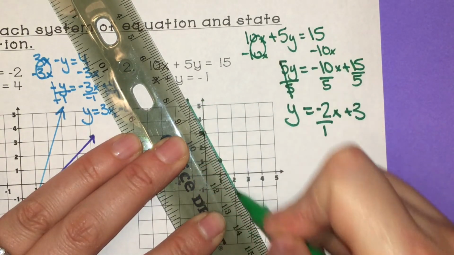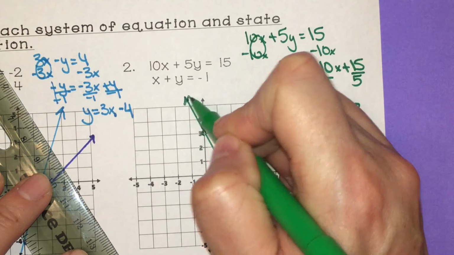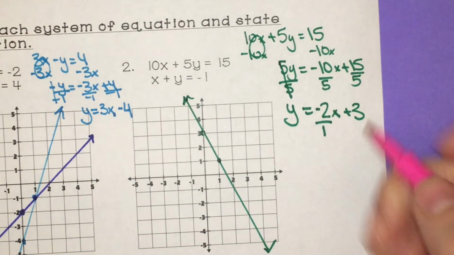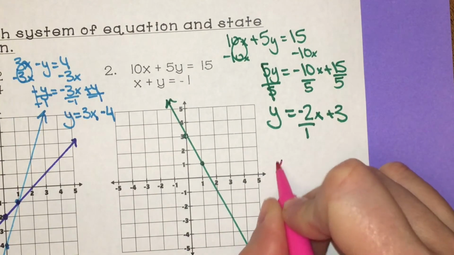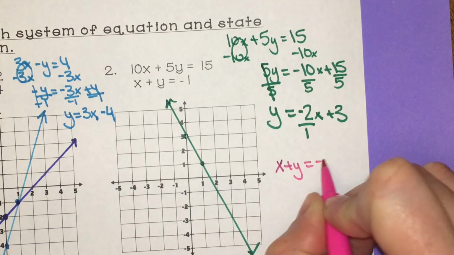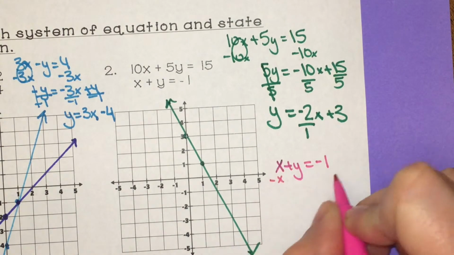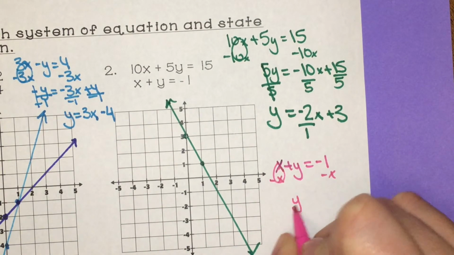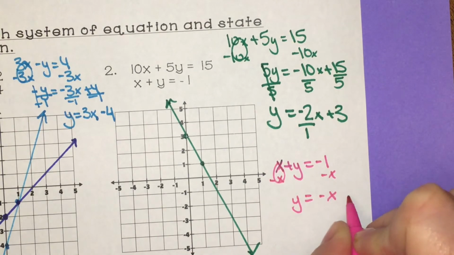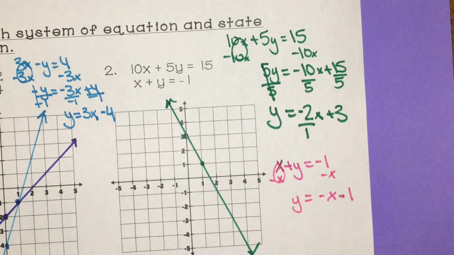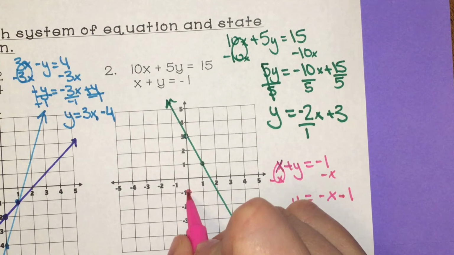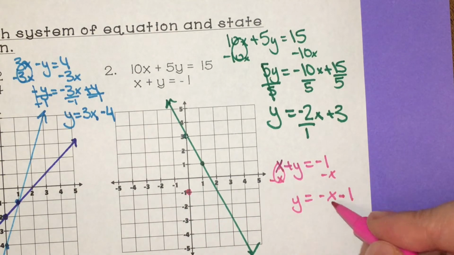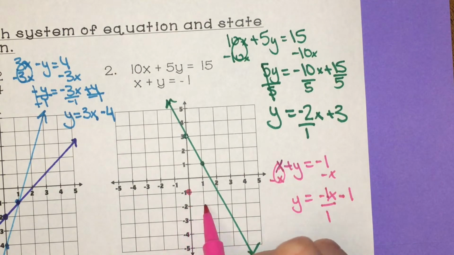And then for my second one, we have x plus y equals negative 1. So I need to subtract x on both sides, and y equals negative x minus 1. So the y-intercept is negative 1. Slope is, well, negative x is the same thing as negative 1x. Make it into a fraction. So negative 1 over positive 1.